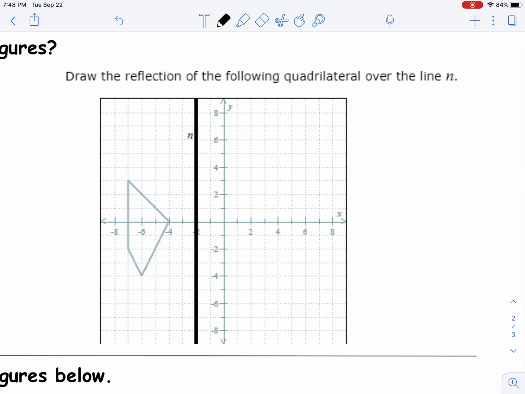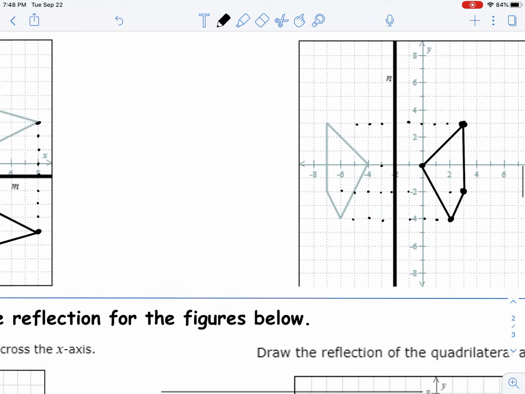Same thing except we're going this way. So 1, 2, 1, 2, it'll be right there. 1, 2, 3, 4, 5, right there. And 1, 2, 3, 4, right there. All right, let's draw these out. There we go.